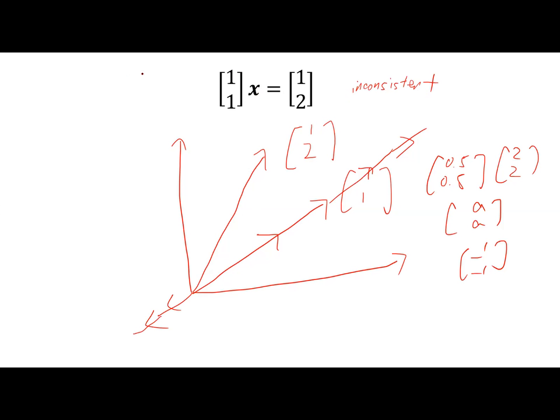Basically, it means there is no x which satisfies these two equations together. And it is quite intuitive for all of you, right? You cannot find an x which equals 1 and equals 2 together.